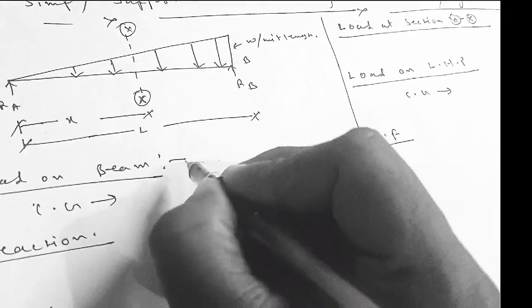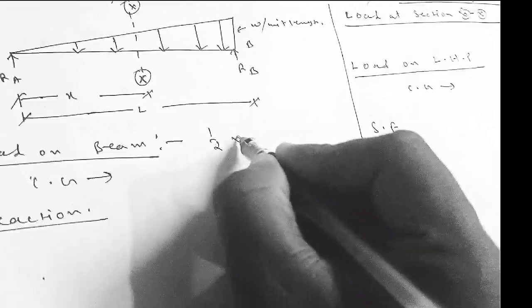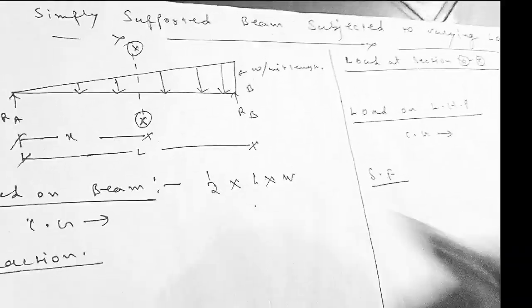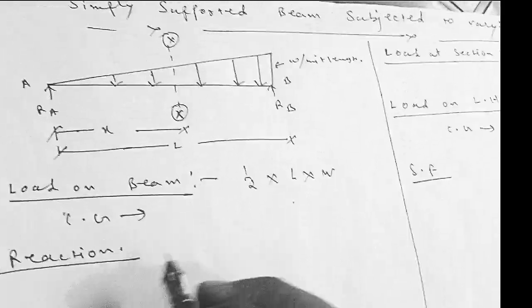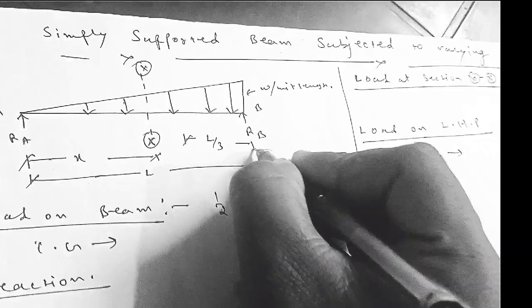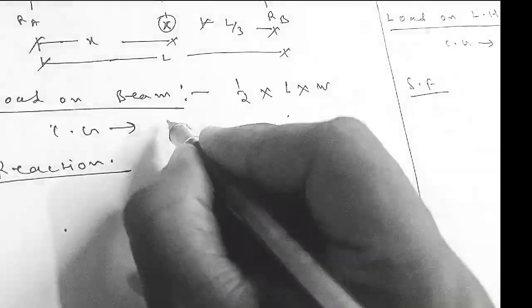First you have to determine the load on the beam. So what will be the load on the beam? Simply find the area of this triangle. Half into base, which is L, and this height is W. So this is the load on the beam. Its CG will be at L by 3 from the end B. So CG is at L by 3.